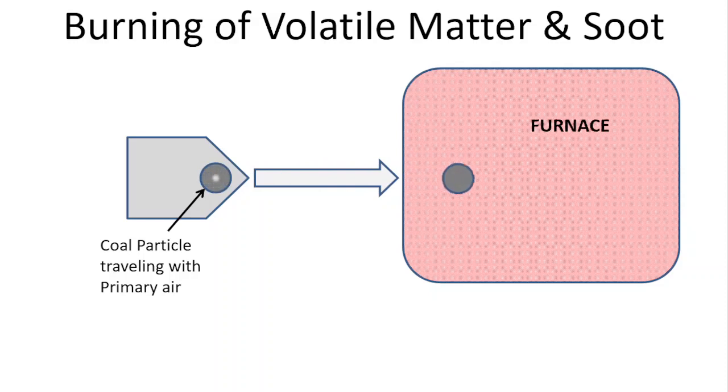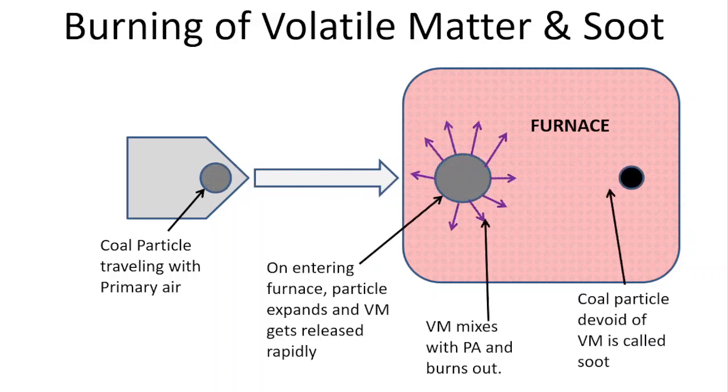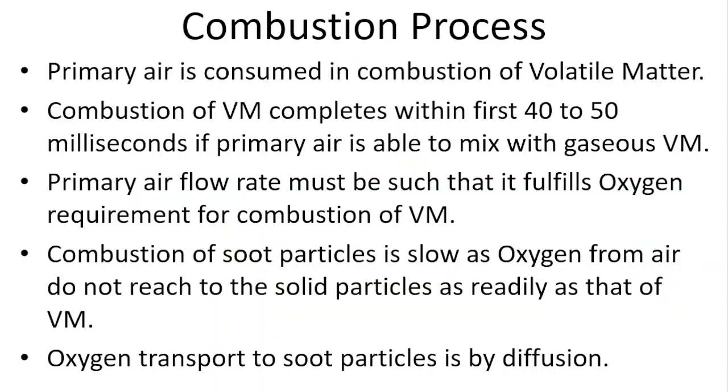You see the coal particle is traveling with primary air. On entering the furnace, the particle expands and volatile material gets released. This volatile material mixes with primary air and burns out, and only the coal particle devoid of volatile matter remains, which is called soot. It will burn completely with the secondary air. The primary air is consumed in the combustion of volatile matter.